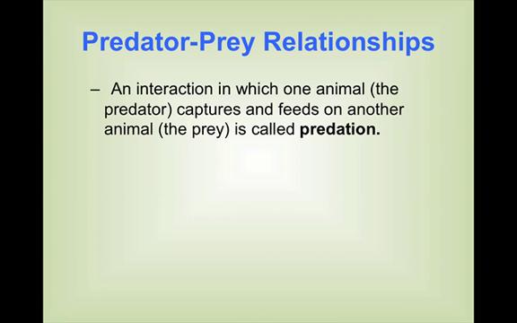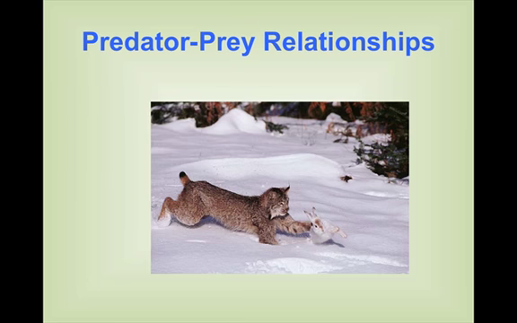Besides competitions for resources, there are predator-prey relationships, an interaction in which one animal, the predator, captures and feeds on another animal, the prey. This is called predation. We're going to talk about an example of a lynx and a snowshoe hare. Here you see the lynx catching a snowshoe hare. It's going to have a great dinner.